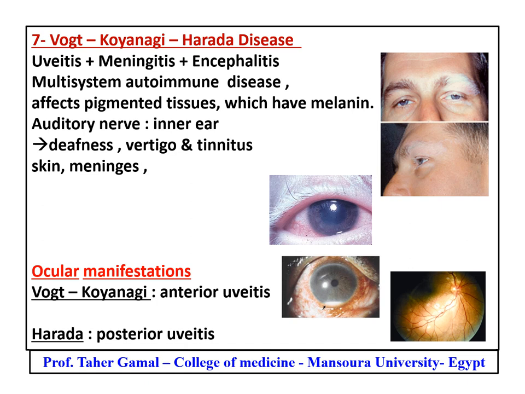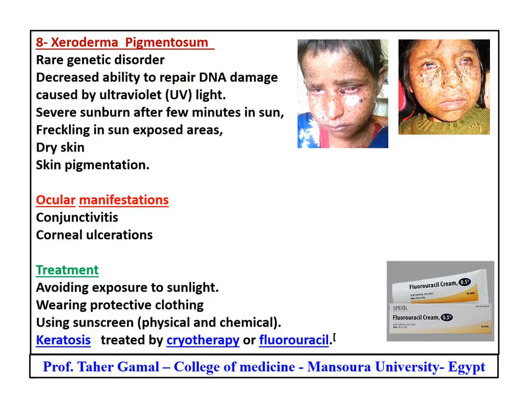The seventh disease in this first group is Vogt-Koyanagi-Harada disease. It is manifested by uveitis, meningitis, and encephalitis. It is a multisystem autoimmune disease affecting pigmented tissues which have melanin, the auditory nerve in the inner ear, leading to deafness, vertigo, tinnitus, and affecting the skin and meninges. The ocular manifestation of Vogt-Koyanagi is anterior uveitis, iridocyclitis. In Harada, there is a posterior uveitis, choroidoretinitis.